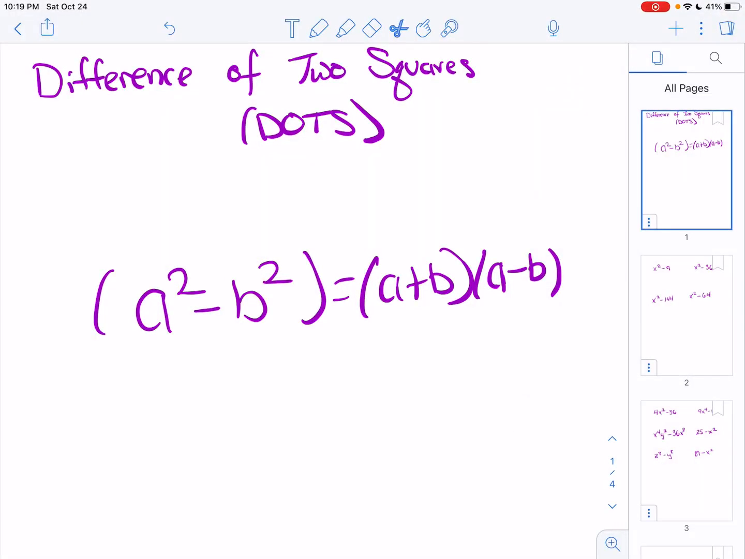Hey everyone, in this video we're going to talk about the difference of two squares, the factoring method.